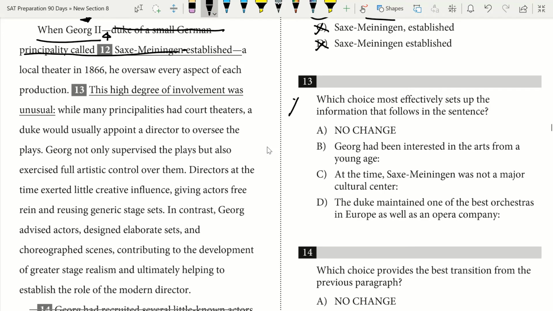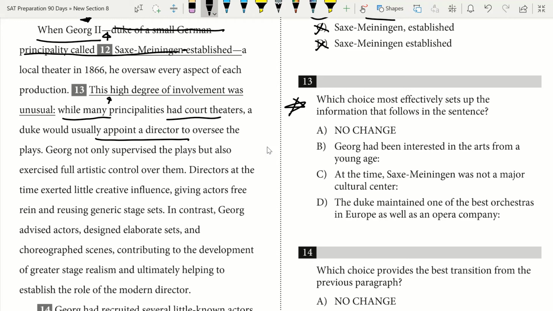All right, which choice effectively sets up the information that follows in the sentence? Well, we got to read what follows first, so I'm not even going to read what's up here. I'm going to read what follows and then determine what should come before it. While many principalities had court theaters, a duke would usually appoint a director to oversee the plays. George not only supervised the plays, but also exercised full artistic control over them. So we see that George is very, very involved, and we know that in normal court theaters, he's usually not so involved. He usually appoints a director.